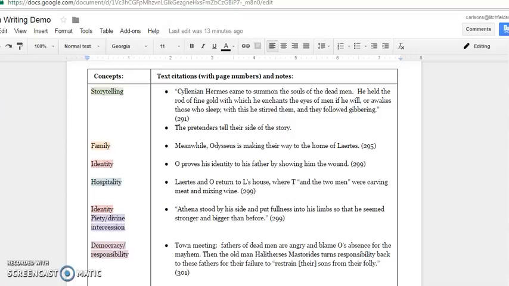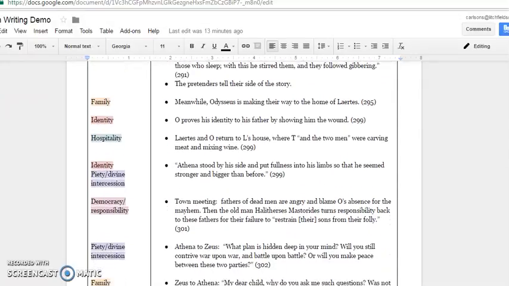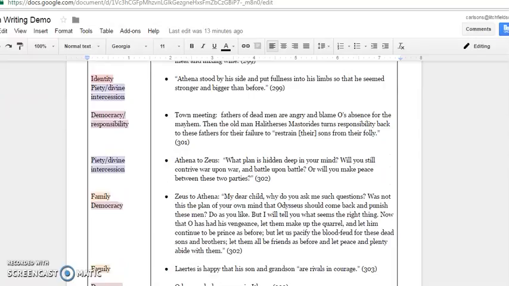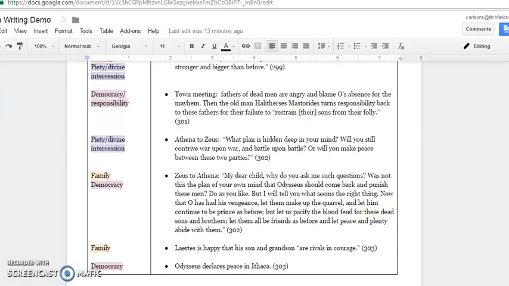So at that stage, I noticed storytelling, family, identity, hospitality, piety, democracy were the ideas that seemed to be really important in that book. And throughout my note-taking with the Odyssey, I had picked up on these ideas, so this was really bringing it to a close for me.